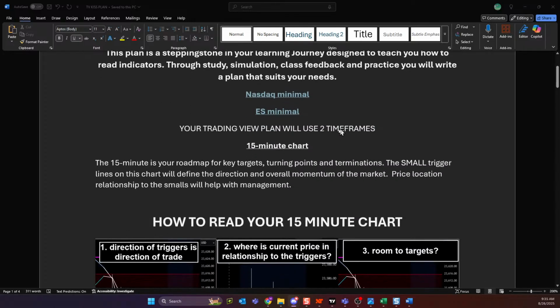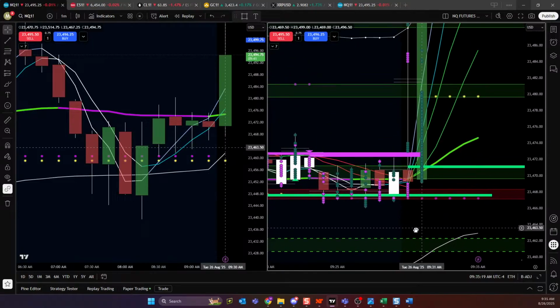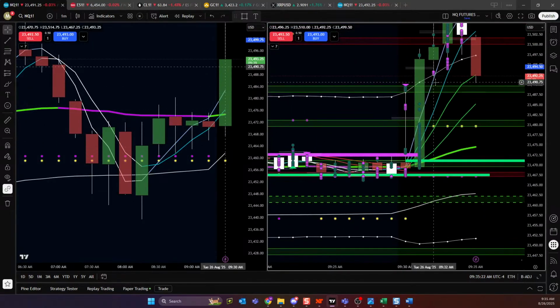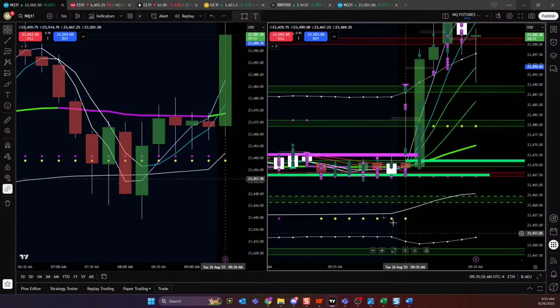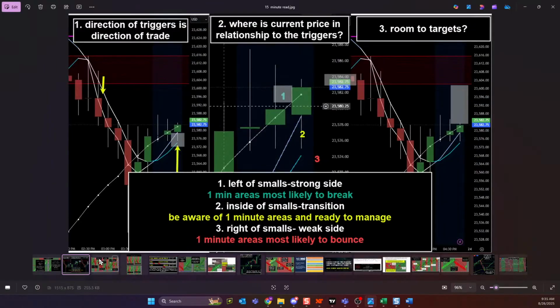It's only 2 time frames. There's a 15-minute chart. That's your big slow chart. And there's a 1-minute chart. That's your fast chart. That's your entry chart. So because they are minute bars, guys, it's a little different read, but it's a consistent read. When you look at your large chart and you look at those 15-minute triggers, guys, I've broken the read into 3 parts.